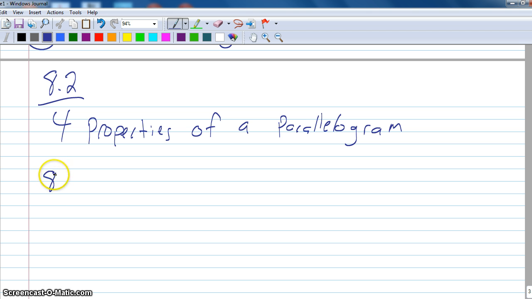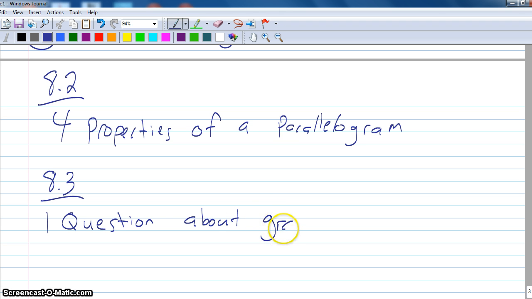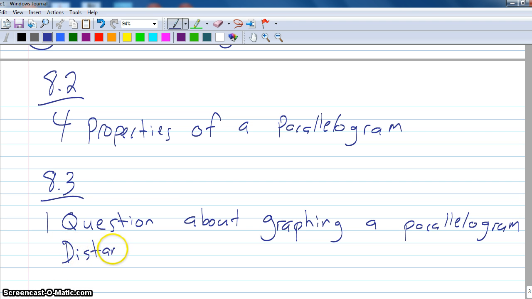In 8.3, I put one question about graphing a parallelogram. You know, you have to graph it like we did the other day. You graph the points and then you have to use the distance formula. There you go.